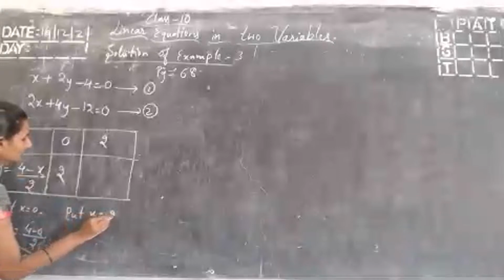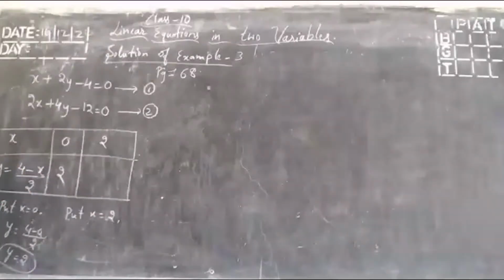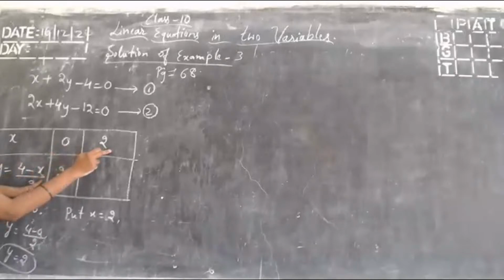Put x is equal to 2. If you put 1 here, what happens? 4 minus 1 is 3. So it becomes 3 by 2, which is a decimal. It is difficult to draw decimal points. That's why I am taking 2 here.